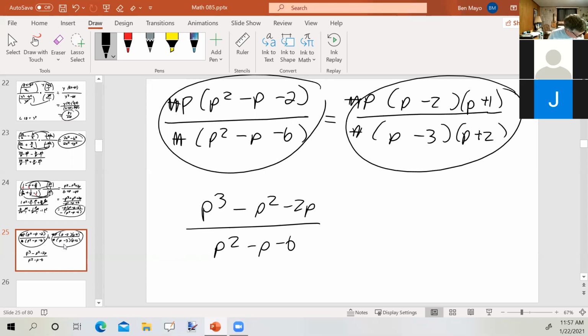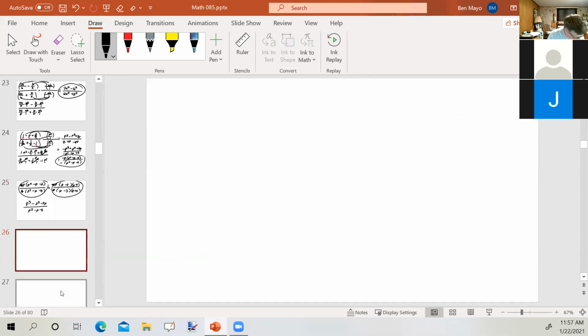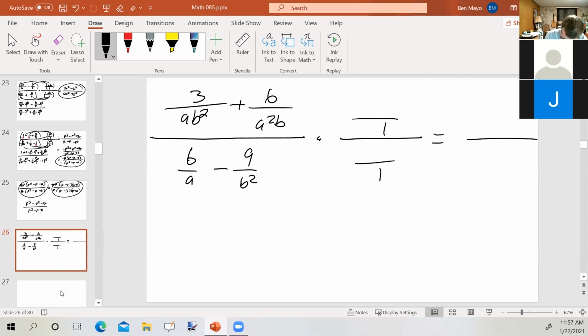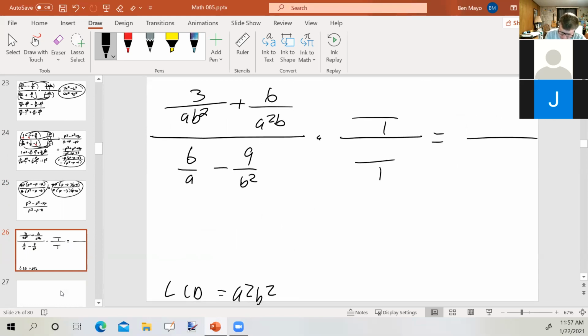All right, let's take a look at one more. 3 over ab squared plus 6 over a squared b, all over 6 divided by a minus 9 divided by b squared. The LCD of ab squared, a squared b, a and b squared is a squared b squared.